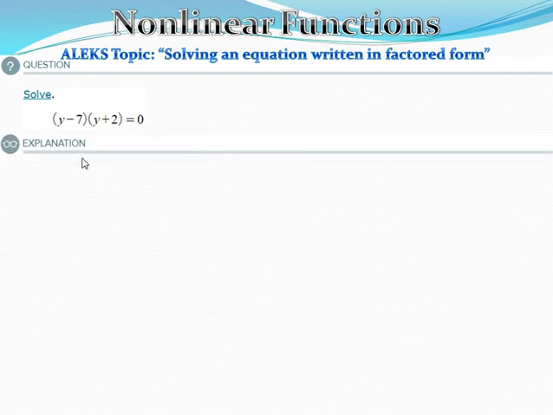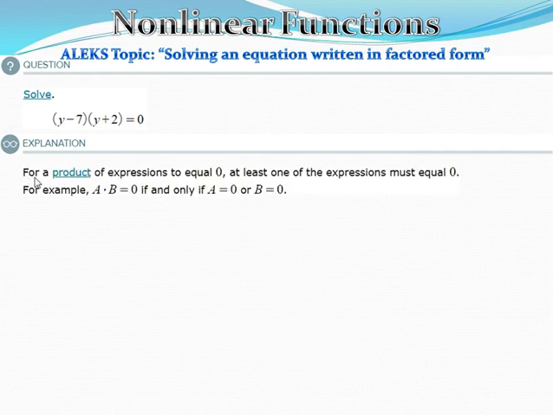Now, for an explanation of how we can solve this problem. For a product of expressions to equal 0, at least one of the expressions must be equal to 0. So, for a times b to equal 0, either a has to equal 0 or b has to equal 0. So, now let me start by rewriting the expression we're given.